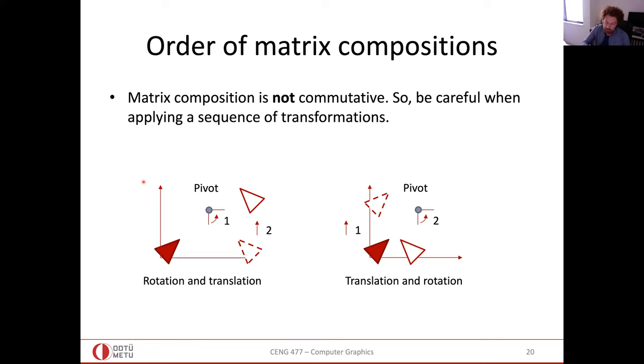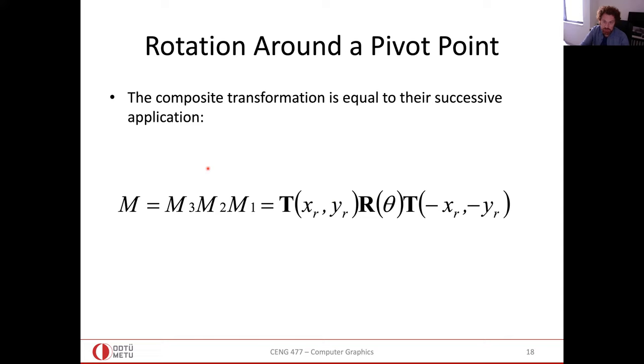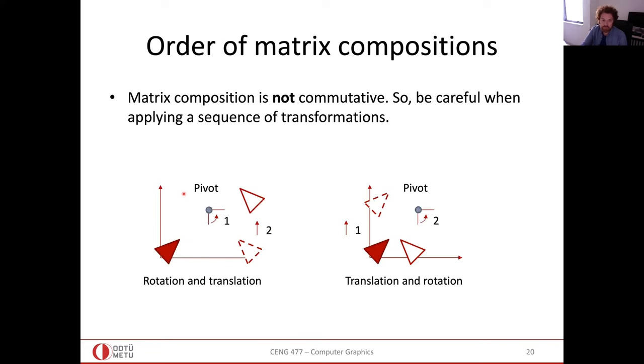Order is very important. I told you specifically to apply it from right to left, although we write it in a different order. First M1, then M2, then M3. So here, for instance, let's see the order dependence. If I first do the rotation around this point, then the red comes to this dashed configuration, then I do the translation. So this is my final output.